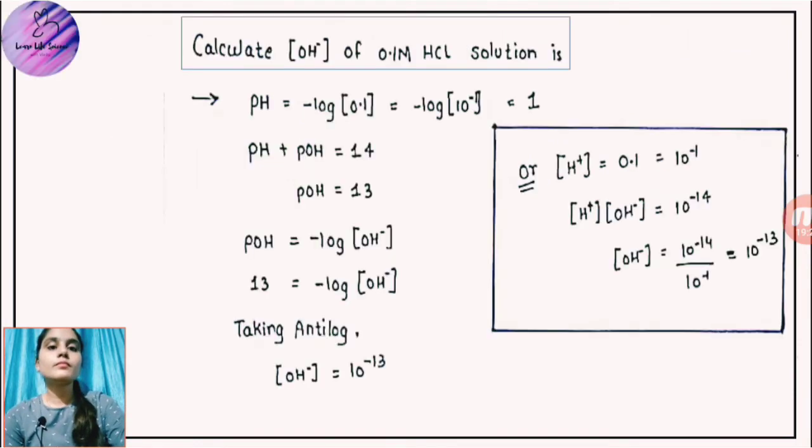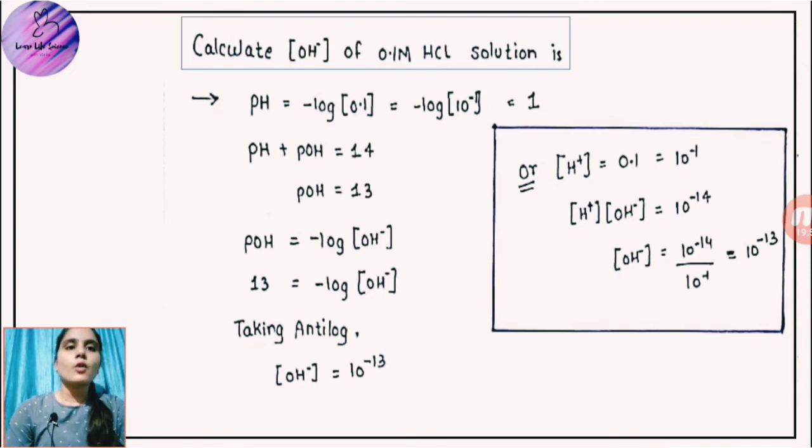Okay, now moving next. Now here you are asked to calculate the OH minus ion concentration of a 0.1 molar HCl solution. You are given a strong acid solution, that is HCl, and you are asked to calculate the OH minus ion concentration. So if you are given an acid solution, first you will have to calculate the pH.